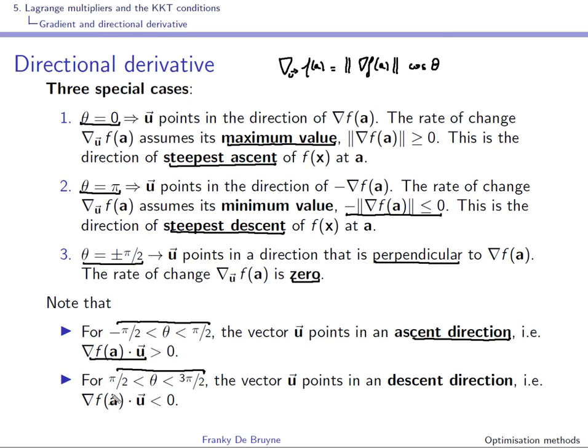So the directional derivative in directions that correspond to those theta here will be negative, and this will therefore correspond to descent directions.